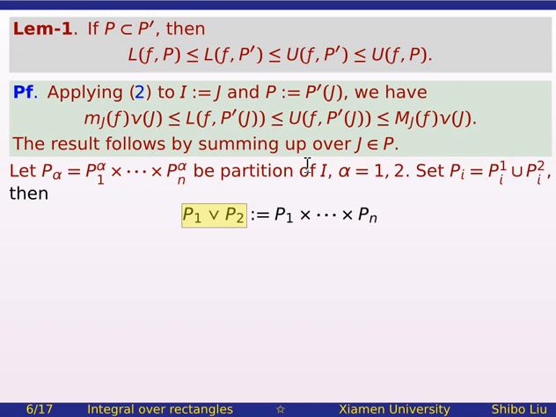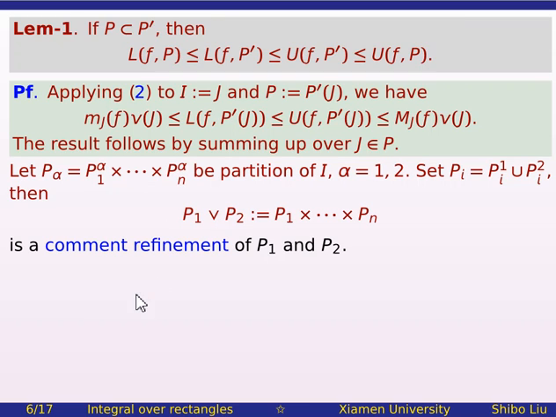We have two partitions P1 and P2. In this way, we construct a new partition, which is a refinement of P1. It is also a refinement of P2. Therefore, this is called the common refinement of P1 and P2. Okay.